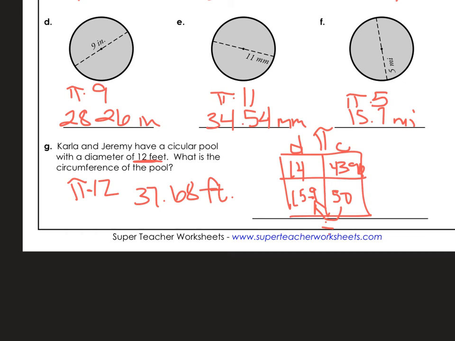So if they give you the diameter to find the circumference, you multiply by pi, and if they give you the circumference to find the diameter, you're going to divide by pi.